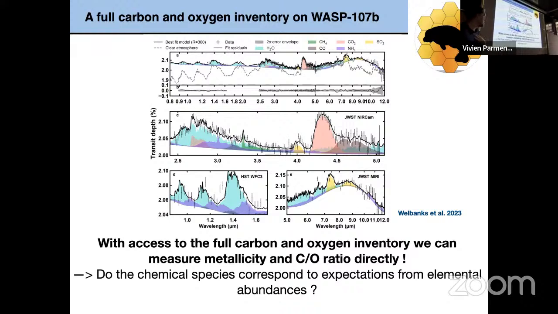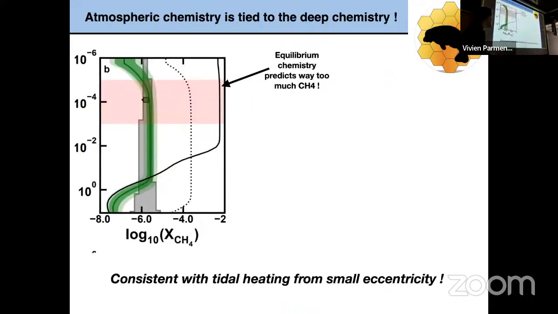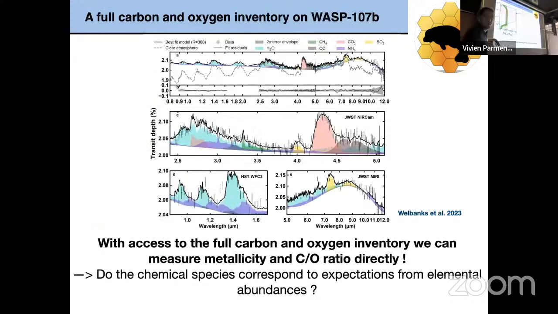Okay, still, so you count those atoms. You're like, okay, I know how many carbon and oxygen atoms there are. What is chemistry telling me? And chemistry is telling you that you should have tons of CH4. So the plain line here is a chemical equilibrium model for CH4 as a function of pressure. So it's high in the atmosphere, and you would expect a huge amount of CH4. The constraint we measure is the gray posterior here. It's 4 orders of magnitude smaller. That's telling you that if this was chemical equilibrium, the CH4 would be like a huge bump here, which we clearly don't see. It's clear that this atmosphere cannot be in chemical equilibrium.